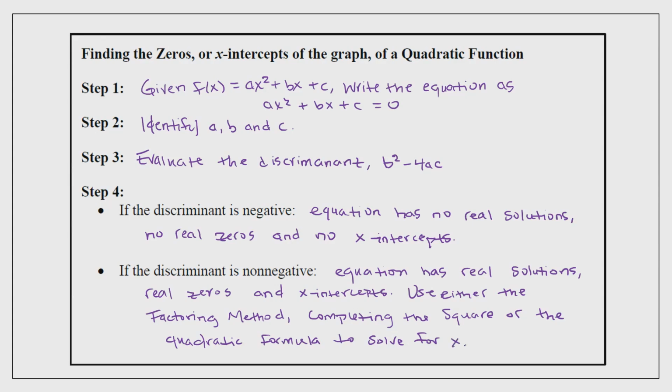Okay, so those are your steps for finding the zeros and the x-intercepts of a graph of a quadratic function. Okay, all right.